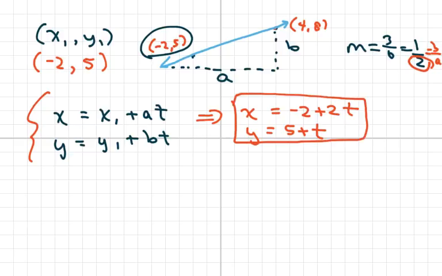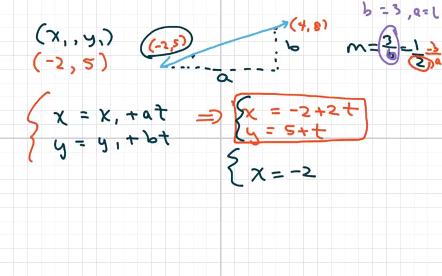Now let's say we want to write another one. What we could do is use this instead of 1 over 2. So my b could be 3, and my a could be 6. So I could have another set of equations. We're still going to use our negative 2, but my a is 6, so this would be plus 6t. My y, I'm still going to use this 5, and my b goes with the y, so that's going to be plus 3t.